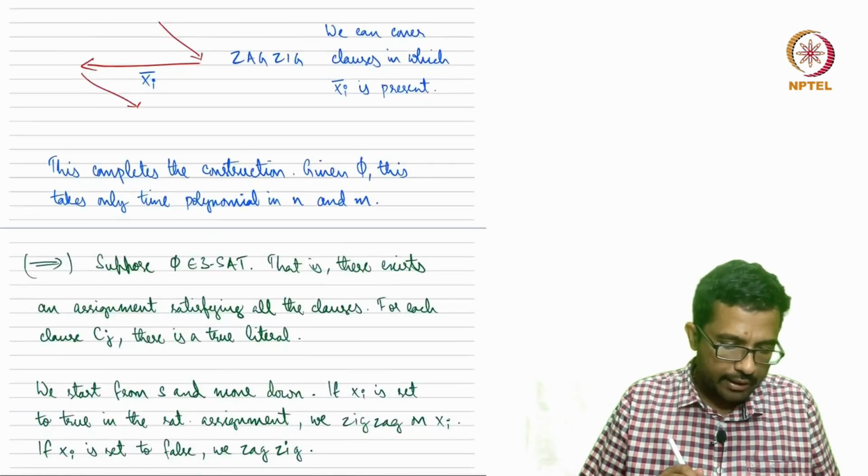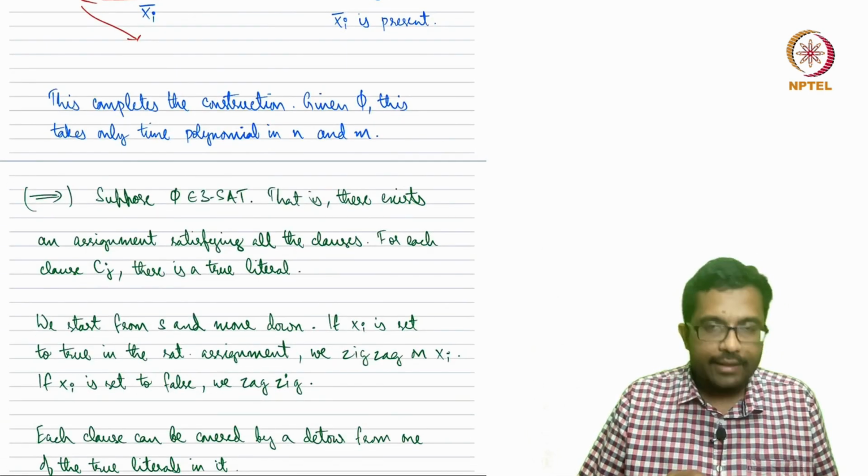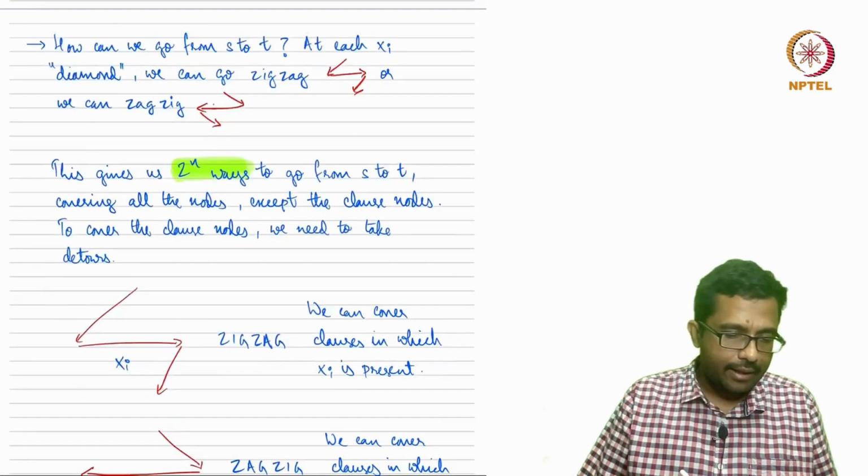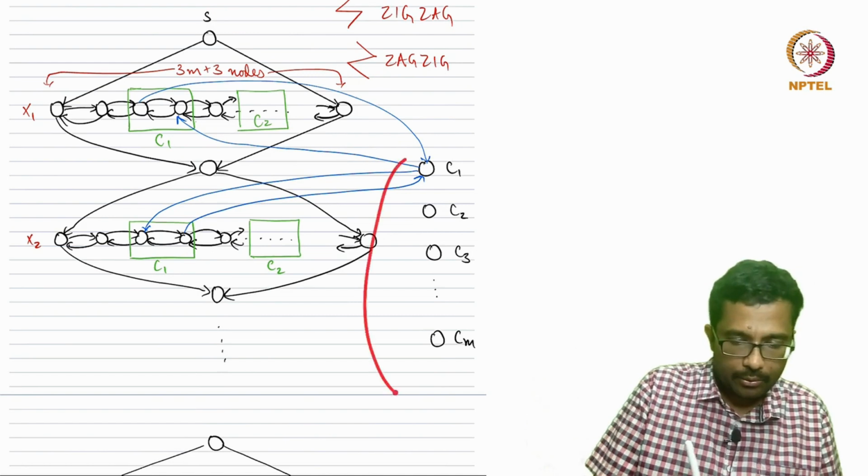Now what remains to see is the correspondence, that is, phi is satisfiable if and only if this graph has an S-T Hamiltonian path. This graph means the entire graph, including the clause vertices on the side.